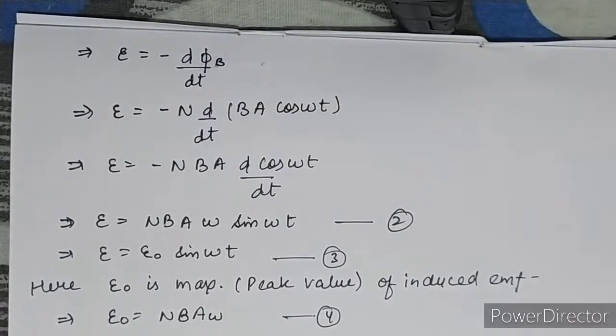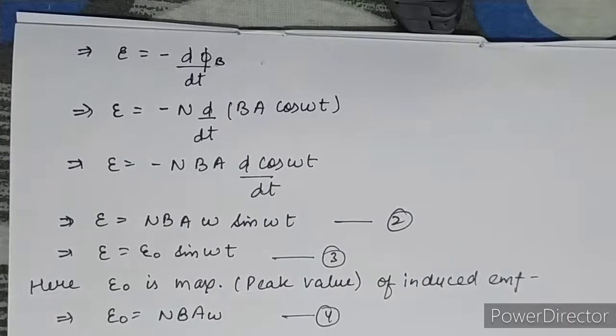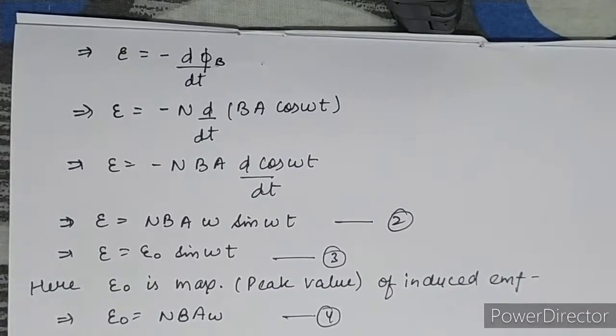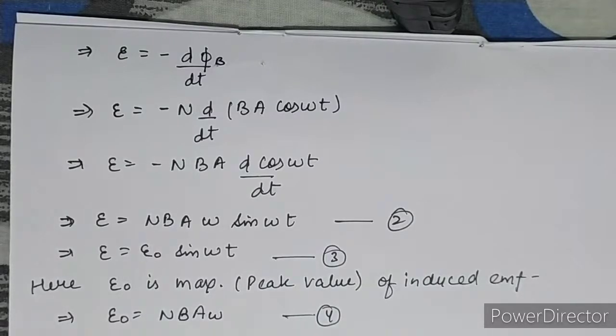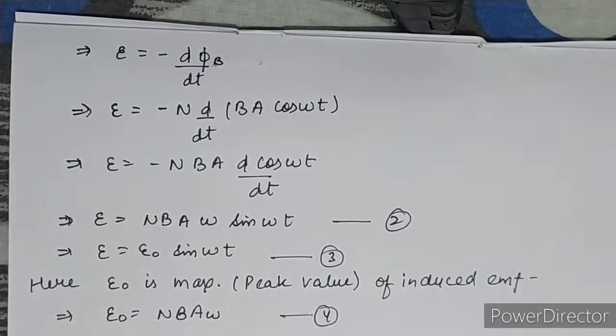Okay, so we see that the induced EMF is 0 or minimum when the flux passing through the coil is maximum, and when the flux passing through the coil is minimum, then the induced EMF is what? Maximum.